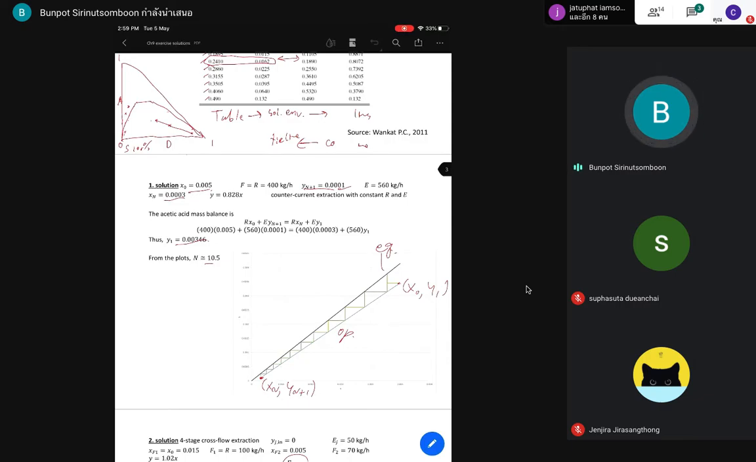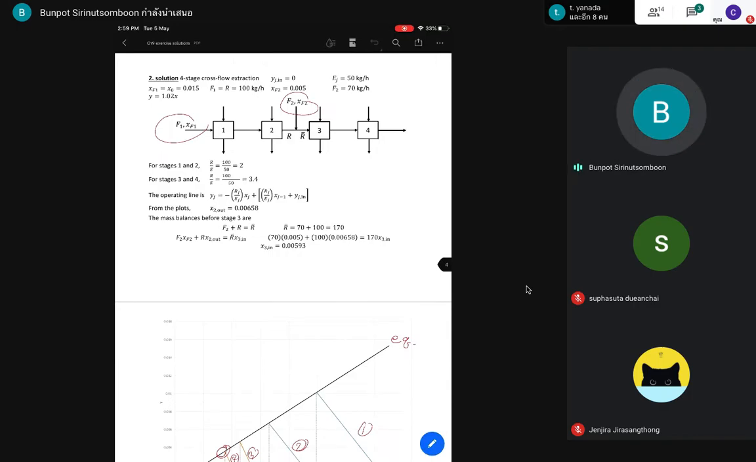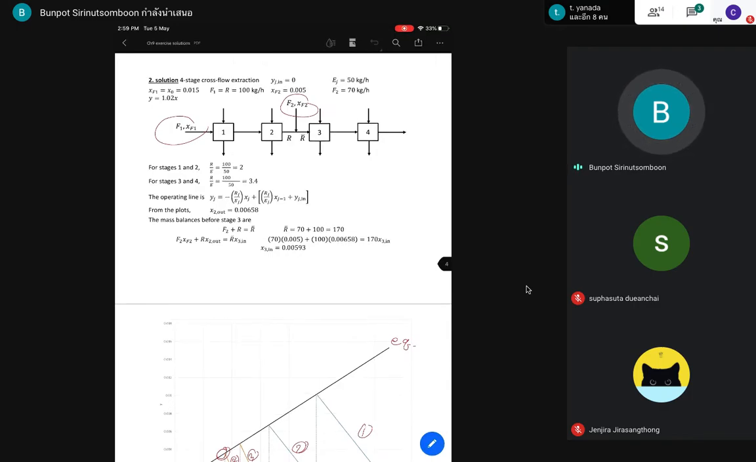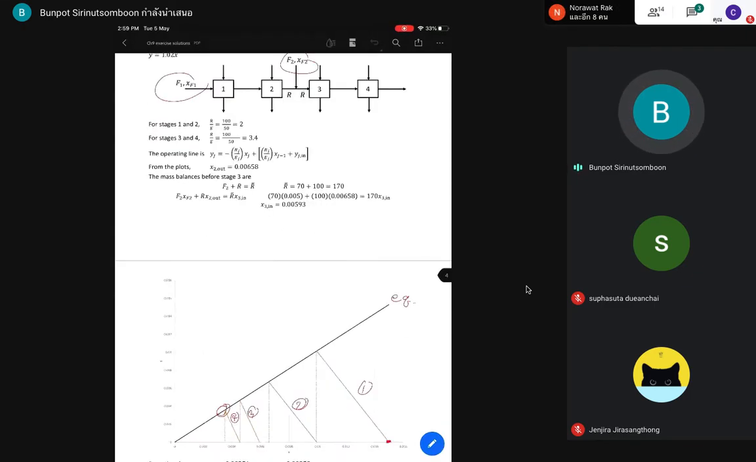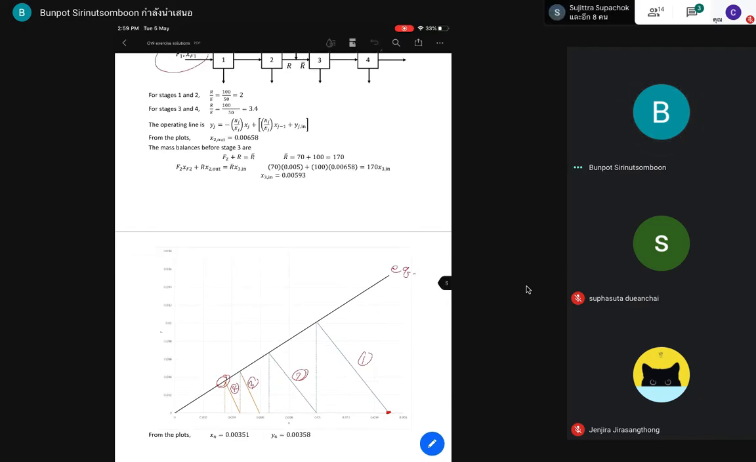And the next one is the cross flow. For this cross flow problem, I think your friends did not use the graphical technique. They just used mass balances, stage by stage calculation. That's fine too, it should give you the same result. But with the graph, it also gives you some insight when you draw it. So this one is for the cross flow system.